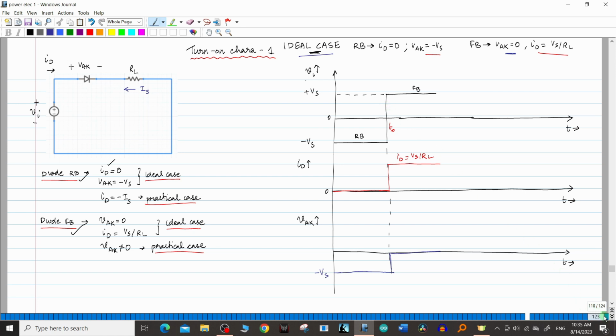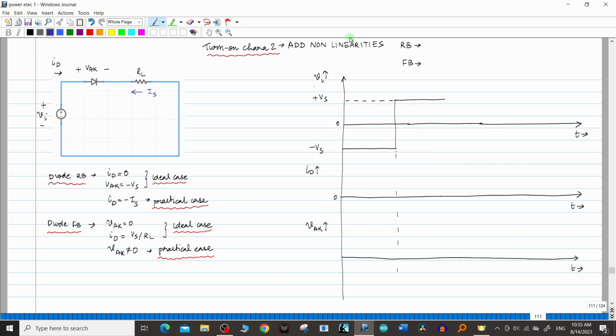So now we will add some non-linearities to this. Namely, I will be adding two non-linearities. One is the concept of reverse saturation current. And next is the concept that VAK is not equal to 0 at the forward conduction. Right. So these are the two nonlinearities. In the practical diode, you know that there will be reverse saturation current and also VAK will not be equal to 0 at forward bias condition.